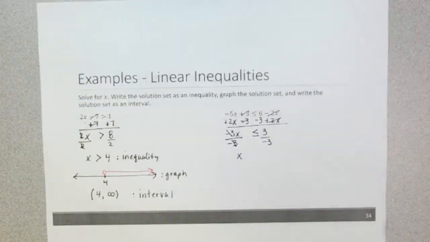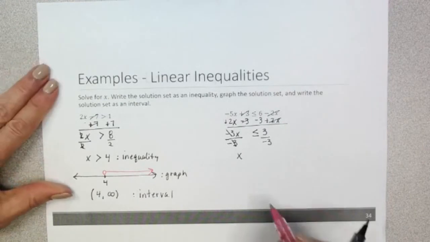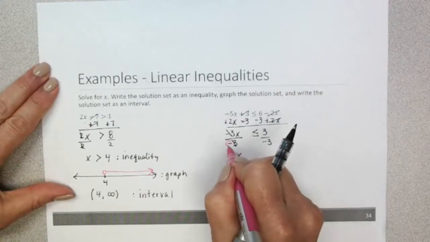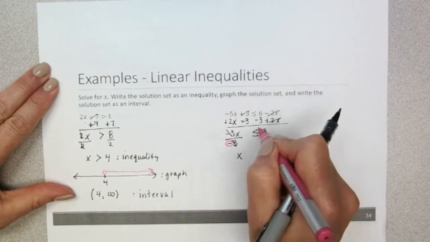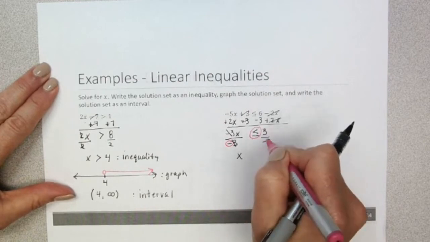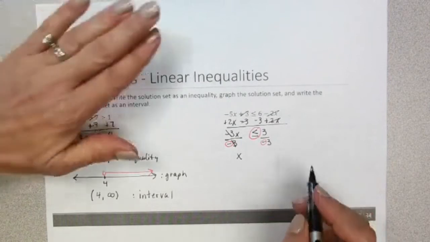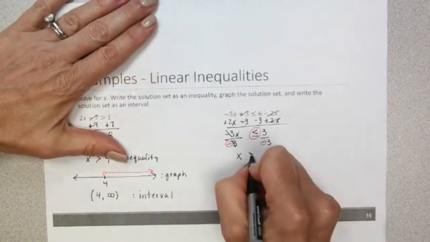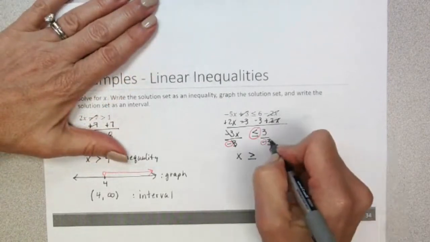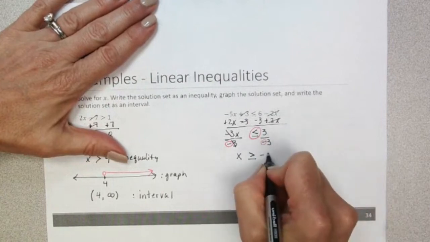But here's the one difference between solving inequalities and equalities. Since I'm dividing by a negative number here, I need to flip that inequality sign. So x is not going to be less than or equal to. Now we're going to flip it. It's going to be greater than or equal to 3 divided by negative 3, which is negative 1.